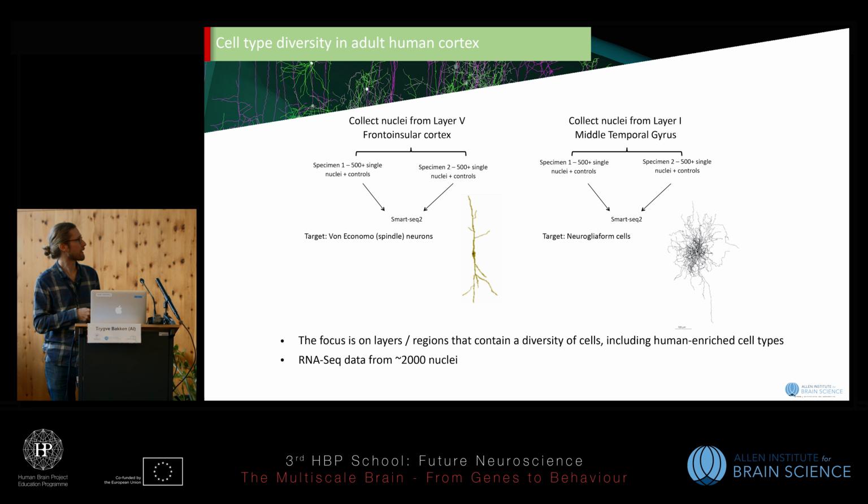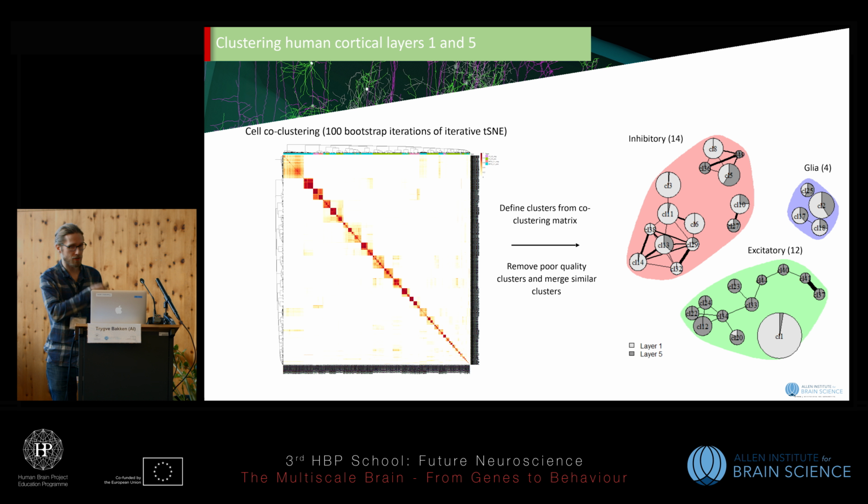And then we included layer 1, where there's a diversity of inhibitory cell types. This data set included about 1,000 nuclei from layer 5 and 1,000 from layer 1. Again, showing a similar co-clustering plot, you get a lot of clusters. Always read the methods carefully in these papers, because there's always a step of manual curation, making sure these are real and you haven't oversplit things. If you don't see very distinct markers between them, you probably want to merge them. Once you've done this curation process, we ended up with these sets of inhibitory and excitatory neurons and a few glia.